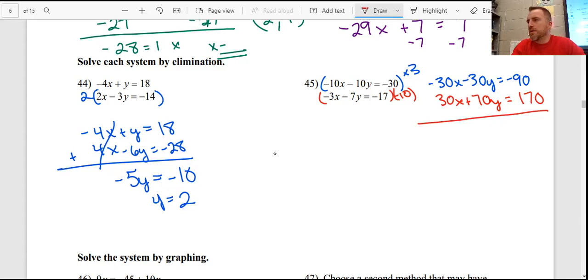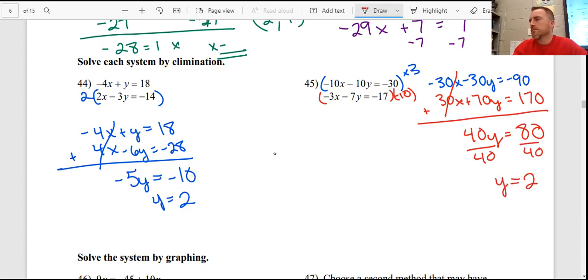I can add these equations to each other. The x's will cancel out, meaning they have been eliminated. Negative 30 plus 70 is 40y, and it's equal to 80. Divide by 40, and interestingly enough, we get again that y equals 2. And that's not the full answer, so I'm going to go back and plug this into the first equation.